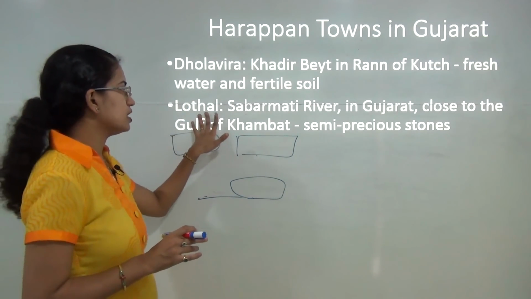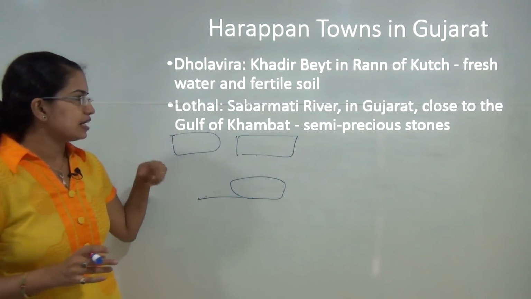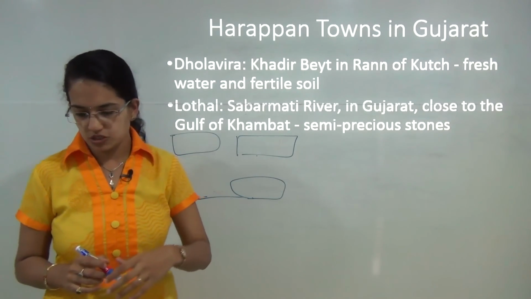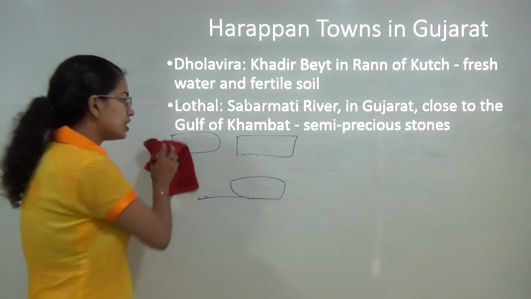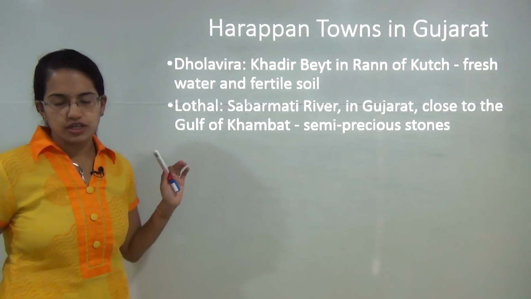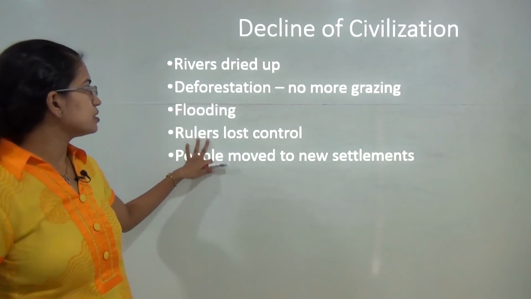Then you have Lothal. Lothal lies near the Sabarmati river in Gujarat, and it's mainly in the region of the Gulf of Khambhat. It's known for the semi-precious stones it has, and Lothal is again famous for its dockyard. So you had one of the famous dockyards present in Lothal. Most of the houses were built of stone.